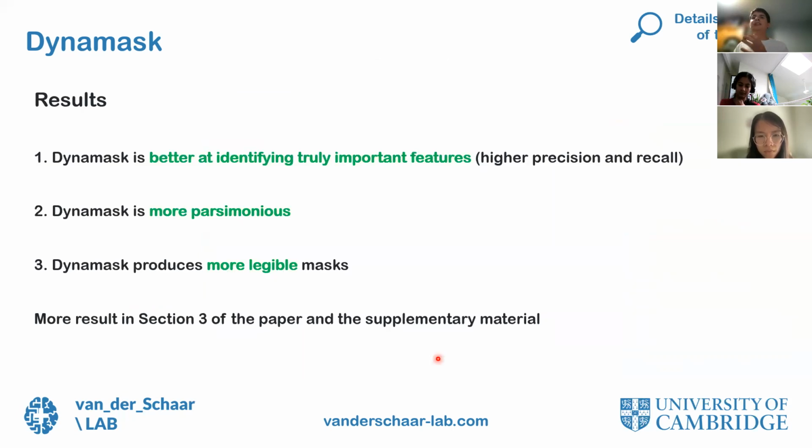In doing this experiment, we noticed three things. The first one is that Dynamask offers a better detection of important features. This is reflected by a higher precision and recall when the ground truth importance is known. The second one is that the masks outputted by Dynamask are more parsimonious, which means that they typically select no more features than necessary, or at least not too many features, which is not the case of other methods that will select a lot of features. The third one is the fact that Dynamask produces more legible masks. It has to do with this notion of entropy that I described before. Of course, if you want more details on this, I really invite you to read the paper. Everything is in section 3 under supplementary material.